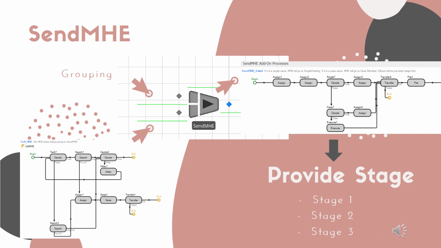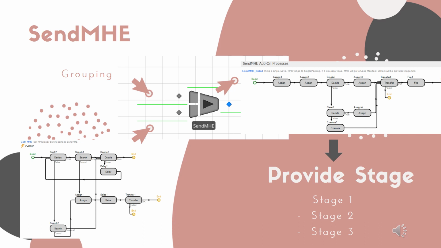If it is a single entity, assign the MHE destination to single packing. If it is a case, assign it to case manifest. But if it is multi, go to process provide state first, set the MHE destination to entities IO, and restart the MHE.